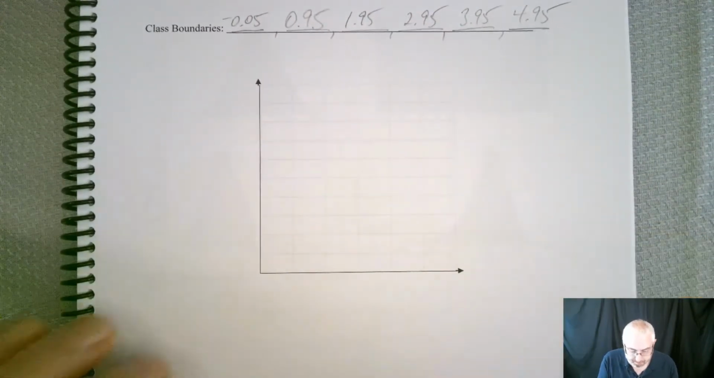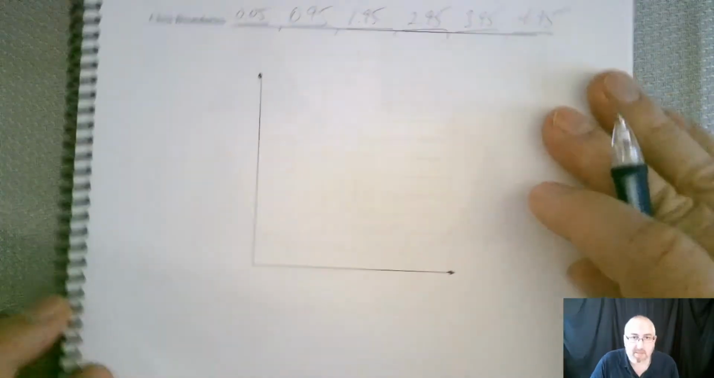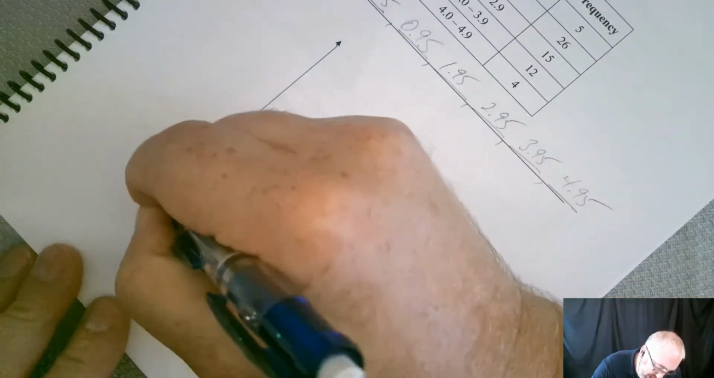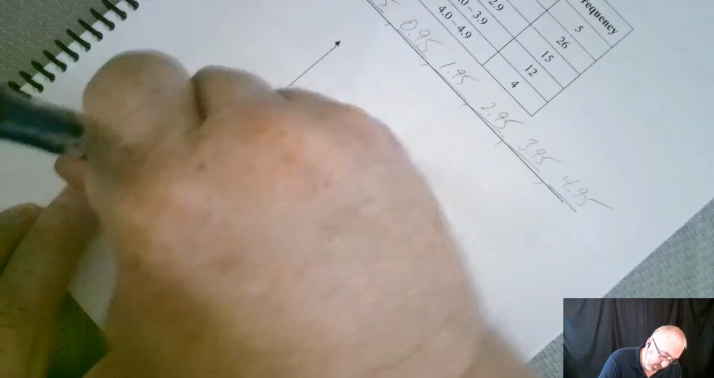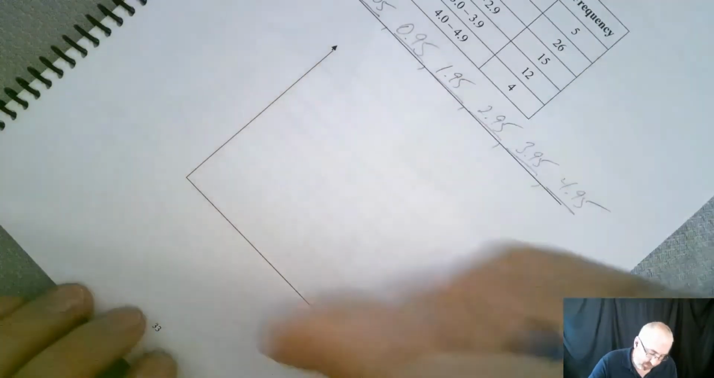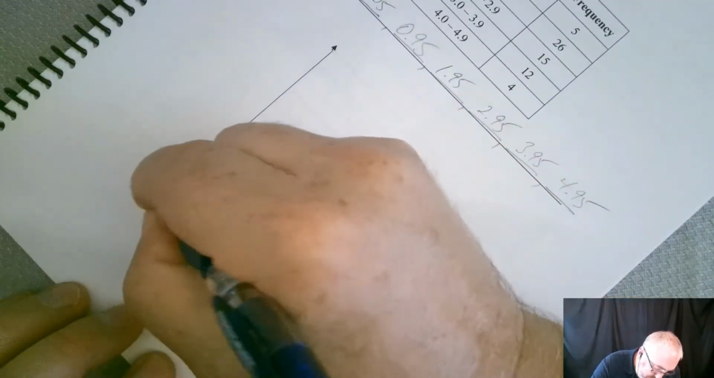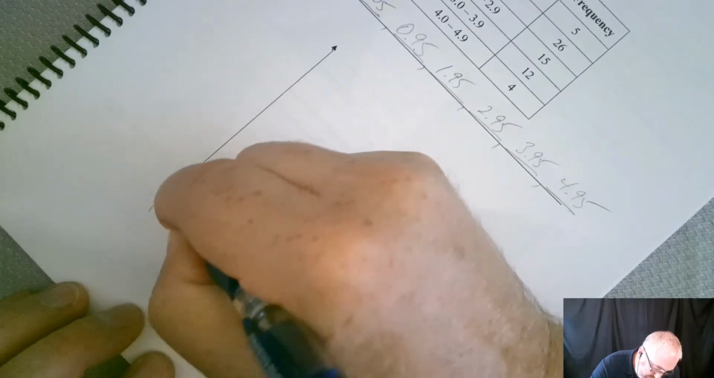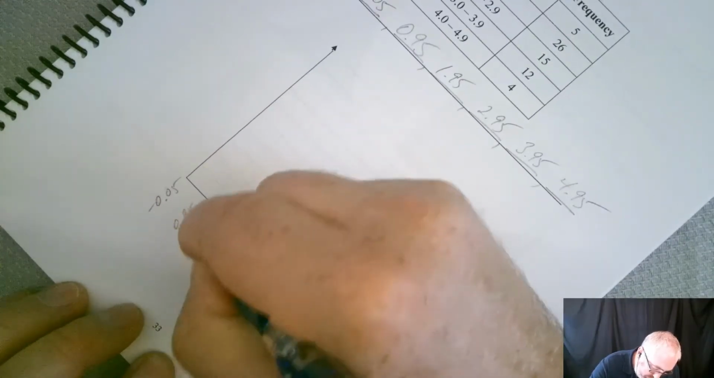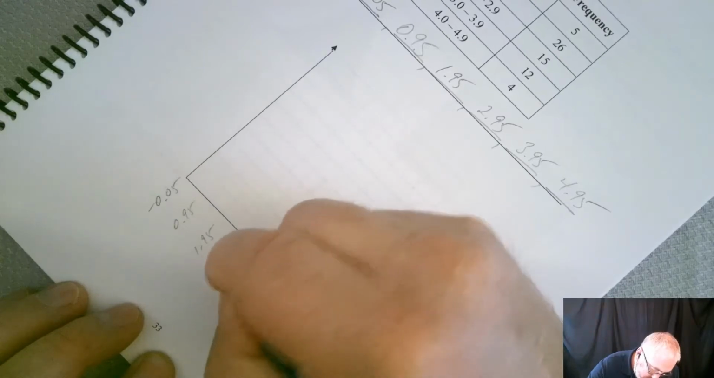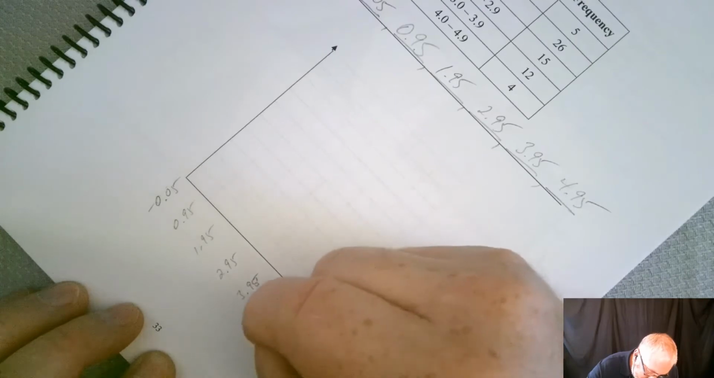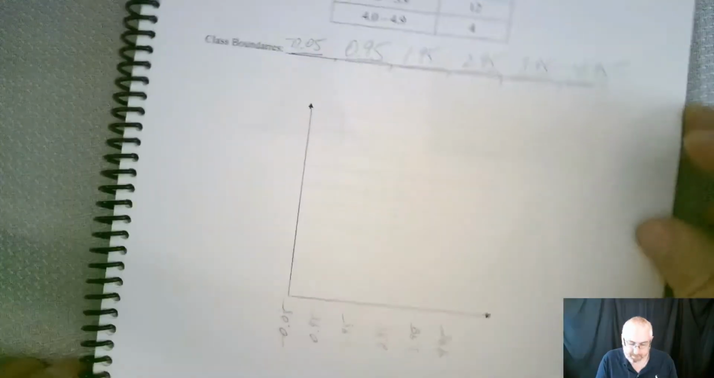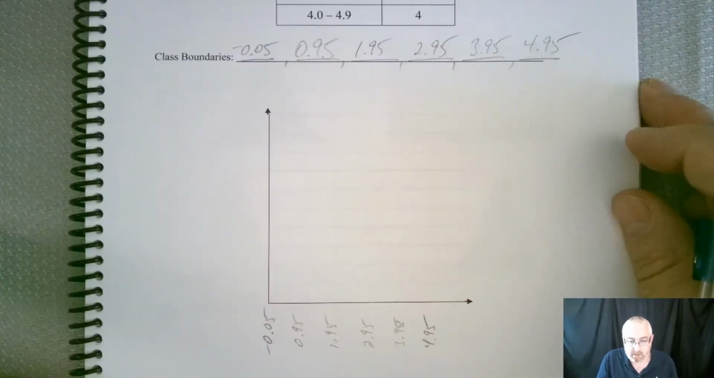Now sometimes I like to just turn my book and write them this way. Make sure you start with the first one. So negative 0.05, 0.95, 1.95, and so on. Okay, so there's our boundaries.